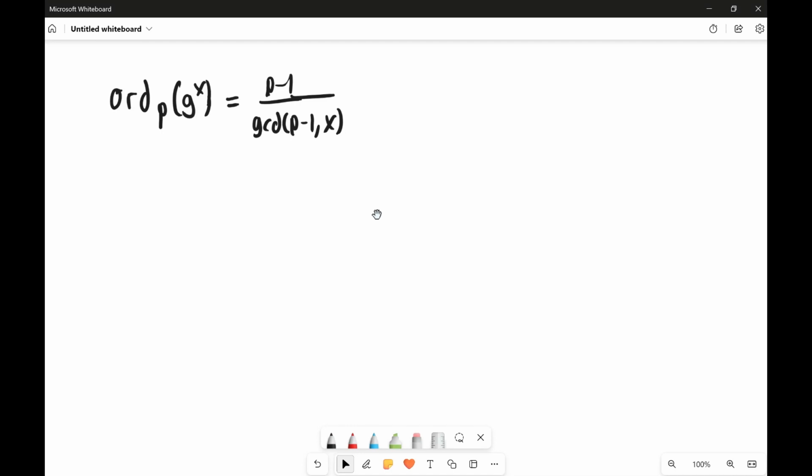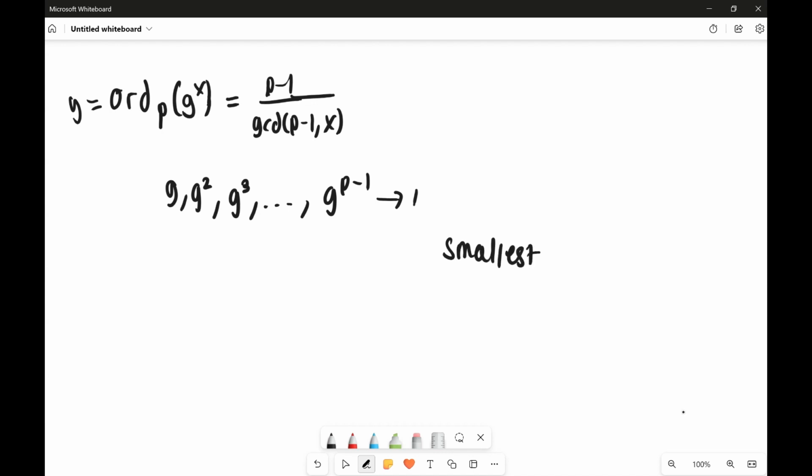To prove this, we just know that the numbers are g, g squared, g cubed, all the way to g to the p minus 1, and this equals 1. And g to the power of x is somewhere in this list. And if we apply it y times, then we want to find out the smallest value of y such that this gets all the way back to p minus 1. So we've reduced it to finding out the smallest y such that xy is equivalent to 0 modulo p minus 1.